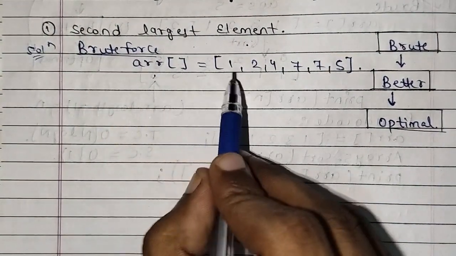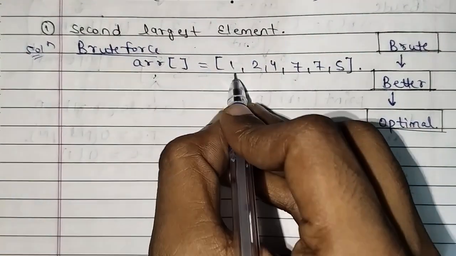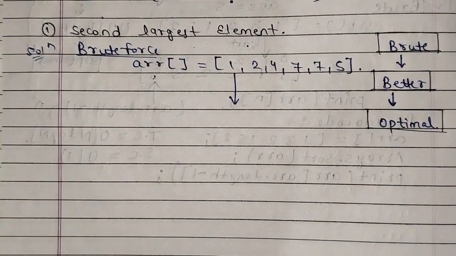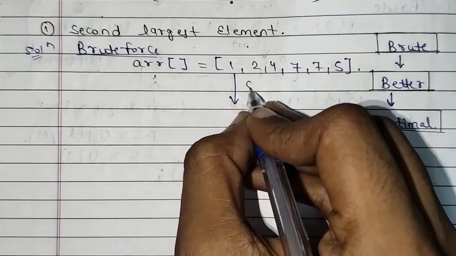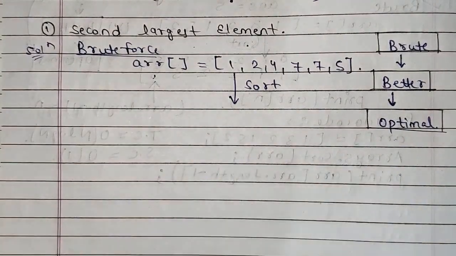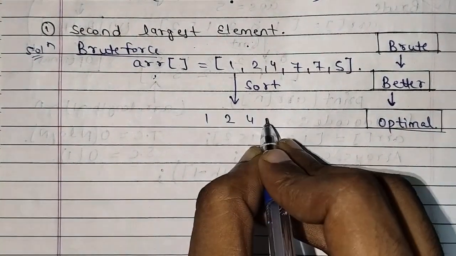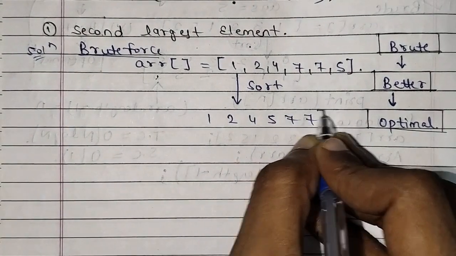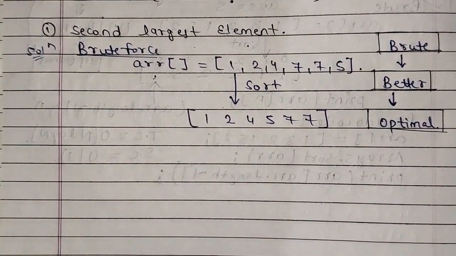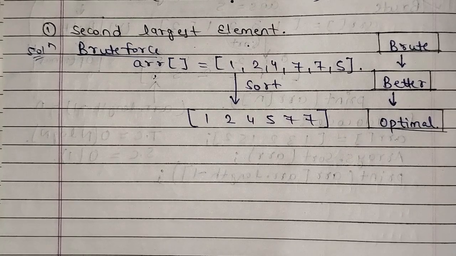Here the array is 1, 2, 4, 7, 7, 5. What is the first thought in our mind? Sorting this array. Firstly, we sort the elements in ascending order. We get 1, 2, 4, 5, 7, 7. And then we have to report the second largest element.